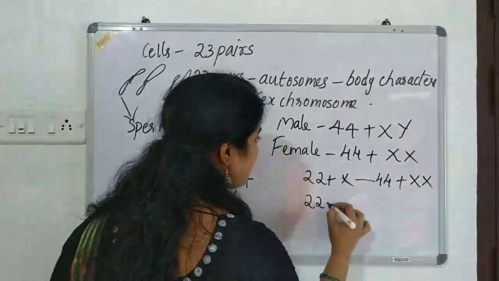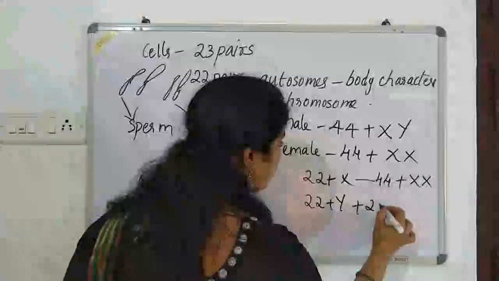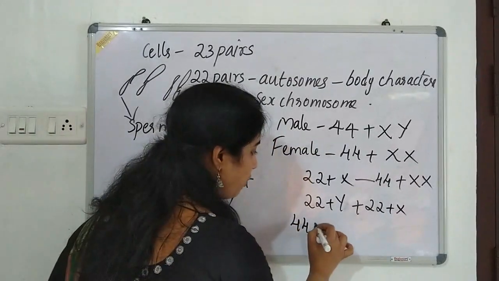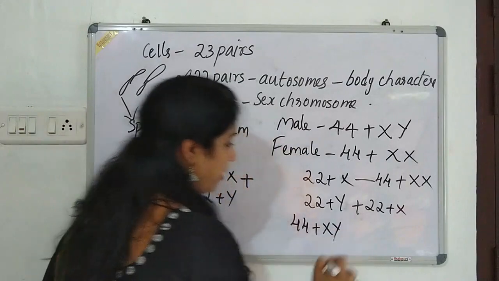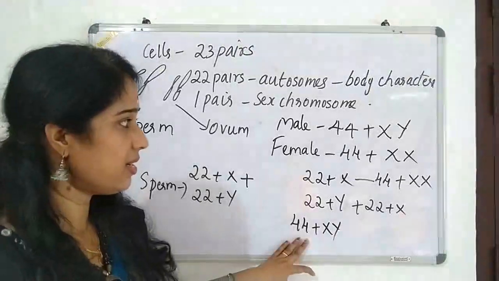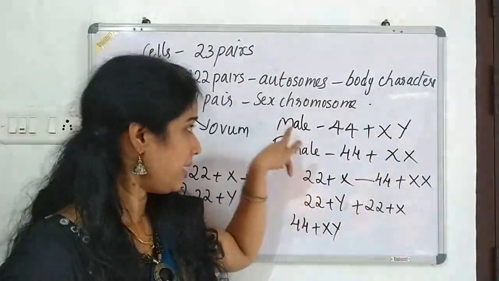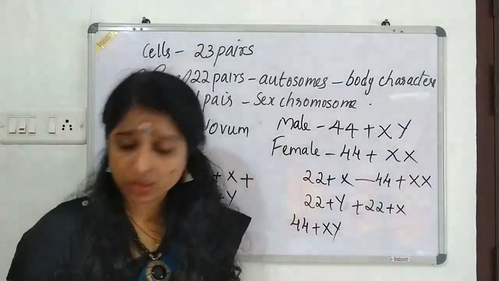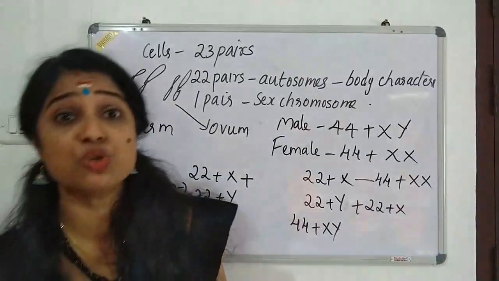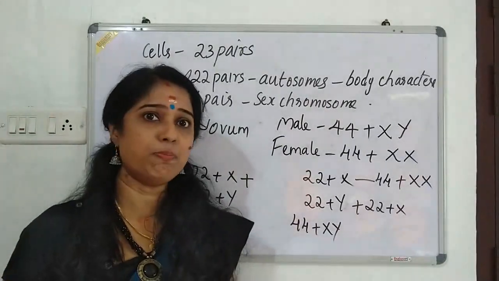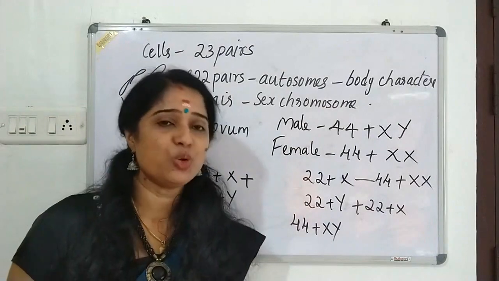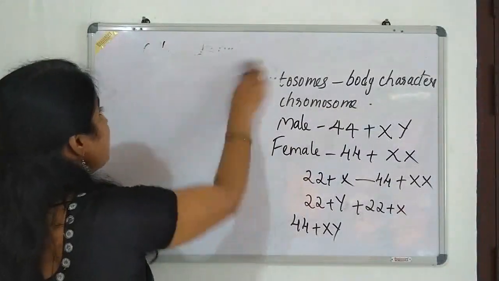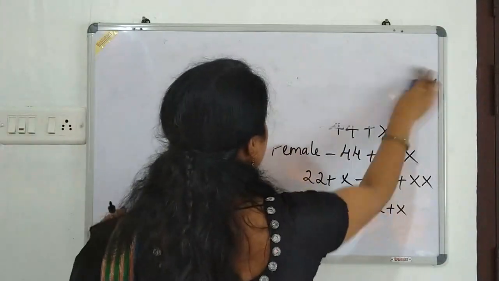Then here you know what happened? If the 22 plus Y combines with 22 plus X of the female, then what will be the result? 44 plus XY. Then what about the sex of the child? It is the XY what? It is the male. So from this, can you guess who will decide the sex of the individual? Is it the mother or the father? Absolutely right. It is the father who decides the sex of the offspring or the sex of the child.